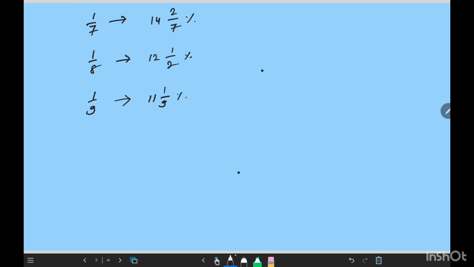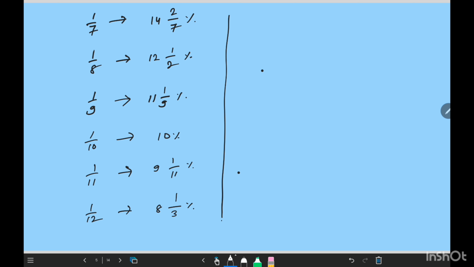Okay, so yeah, 1 upon 10, then it is 10%, right? 1 upon 11, how much is it? 9 and 1/11 percent. This is 1 upon 12. This will make how much? 8 and 1/3. Another, we will write 1 upon 14. That will make how much?